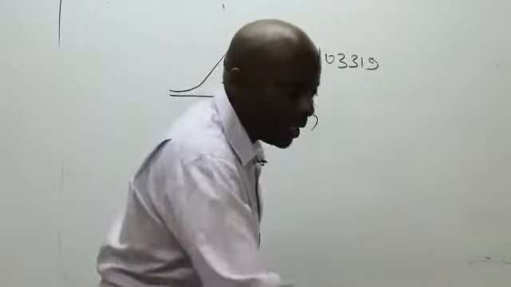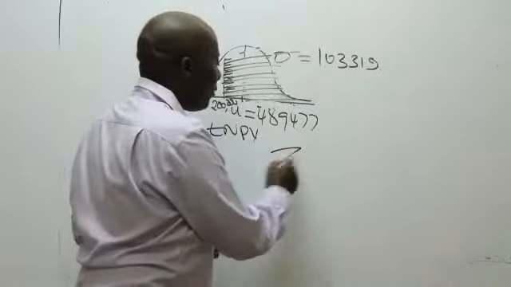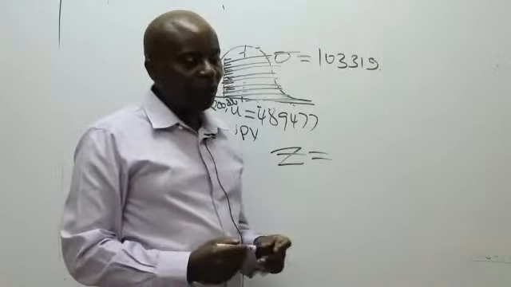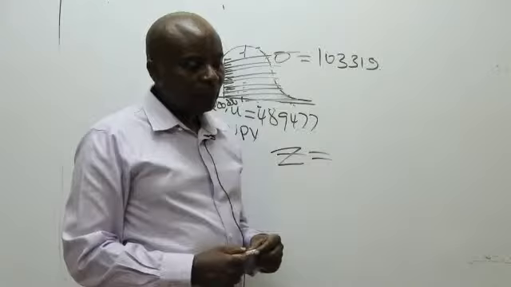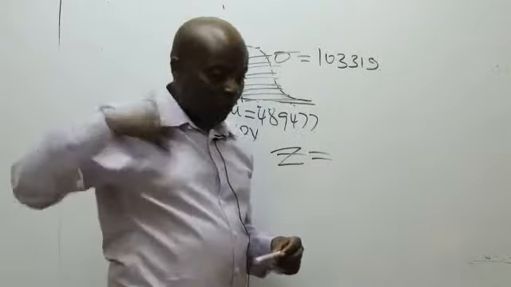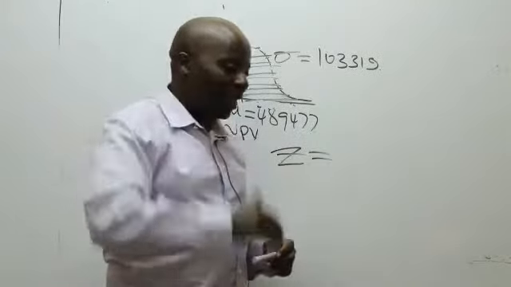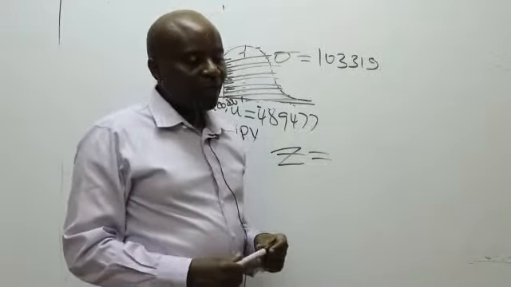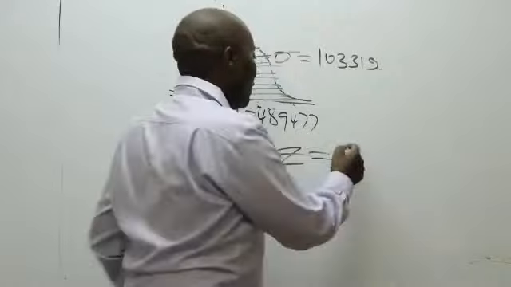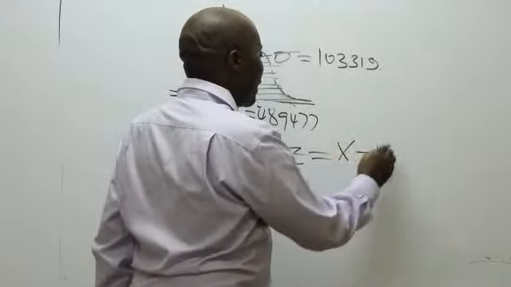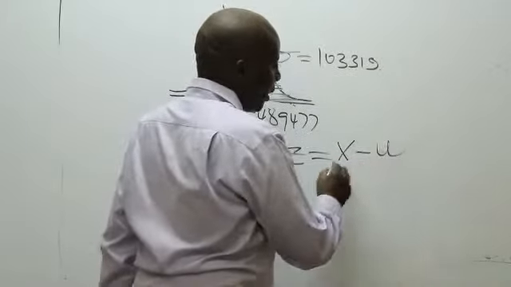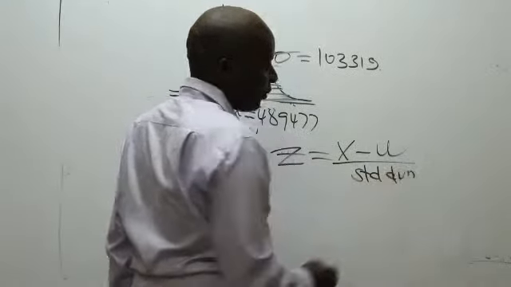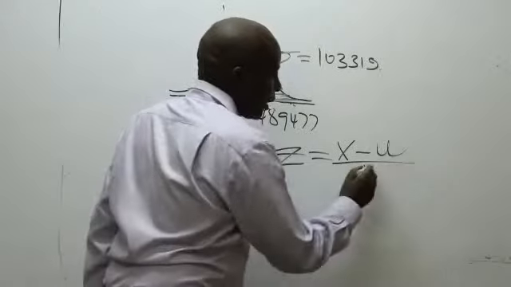It is about Z. And how do we get Z? Is there anybody who can remind us the formula of getting Z, from your CPA section 4, from your advanced MA? It is X minus mu, or X bar, divided by the standard deviation.